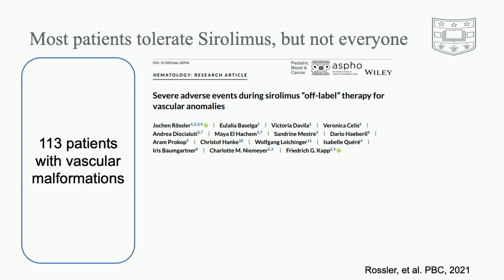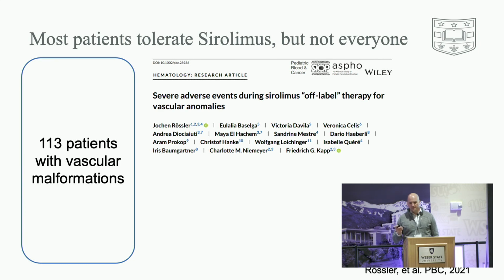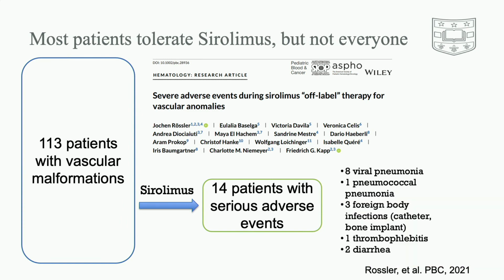And it's overall pretty well tolerated. There are mouth sores, some diarrhea that patients can have, and immune suppression. This is the most recent study, from last year, a single-site retrospective study of 113 patients with vascular malformations treated with sirolimus. They found that about 10% had a serious adverse event, the vast majority of which were infectious, and actually viral infections. So that's why it's important, if patients are on sirolimus, that we know if they're having fevers so we can modify for that.